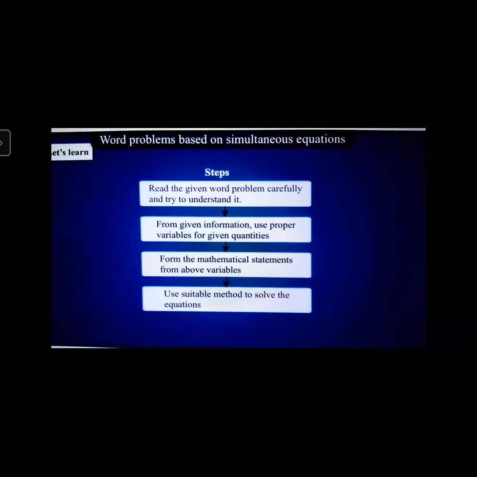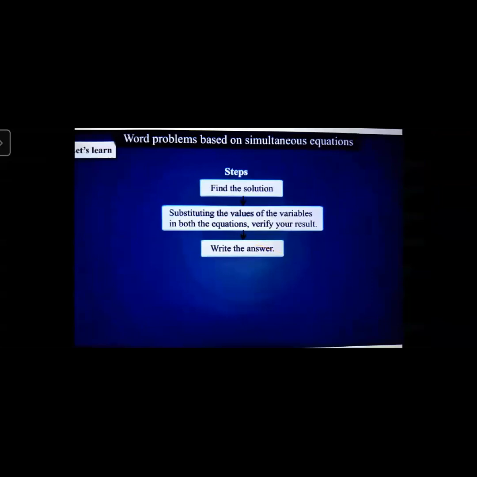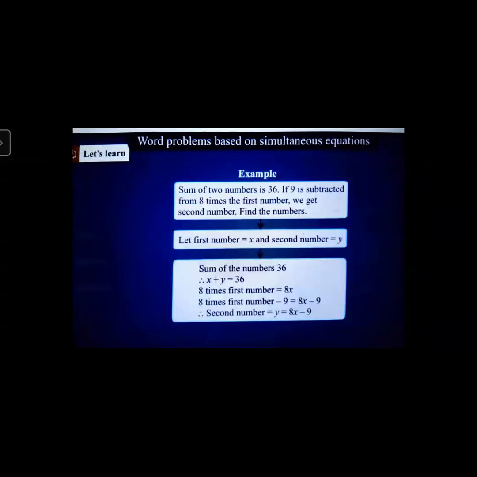Read the given word problem carefully and try to understand it. From the given information, use proper variables for the given quantities. Form mathematical statements from the above variables. Use the suitable method to solve the equations. Find the solution, substituting the values of the variables in both the equations. Verify your result. What is our first step?